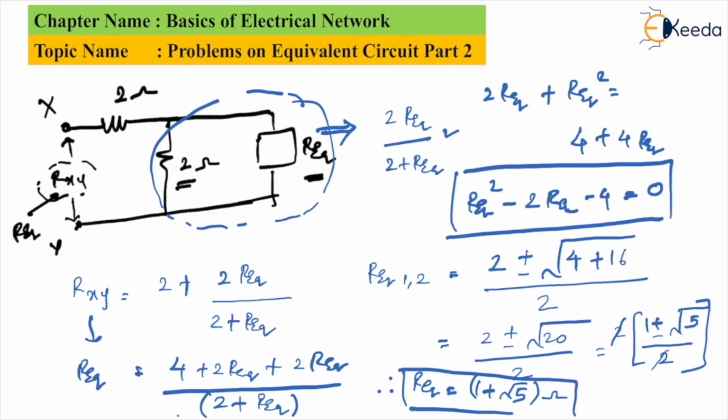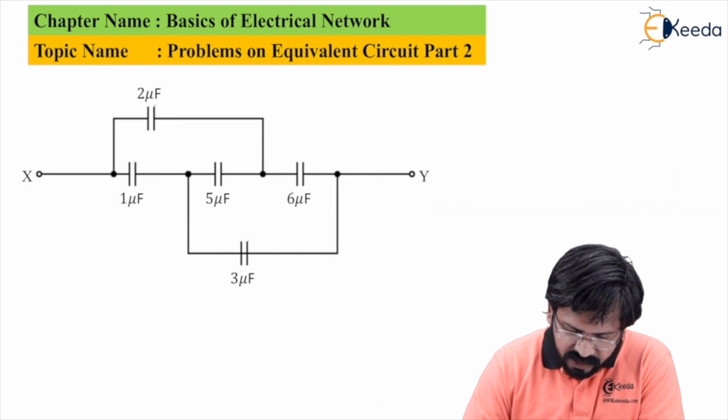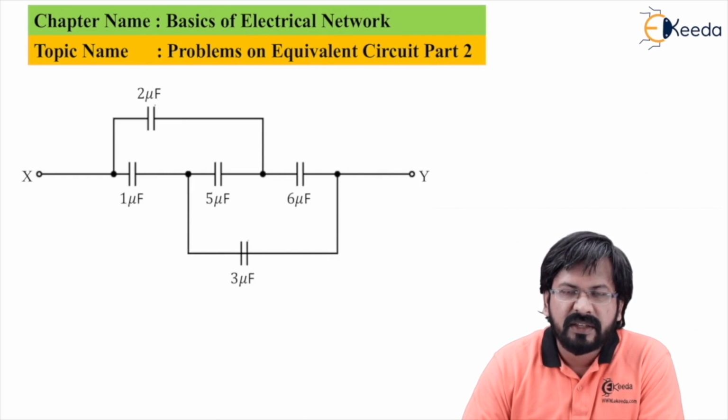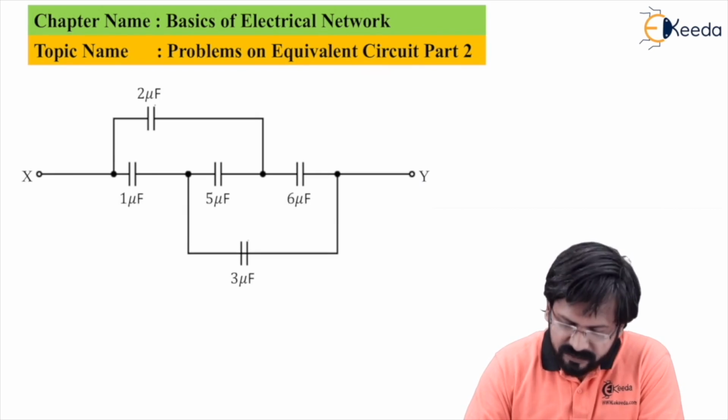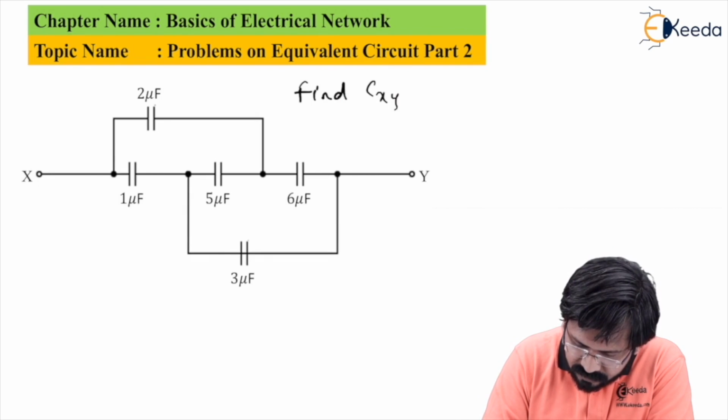So this is the equivalent value of this resistance, which is 1 plus root 5. With this, let us start with our next problem. Let us start with the next problem that appeared on your screen. In this problem, we have to find the C equivalent between X and Y. So the problem is, you have to find CXY.